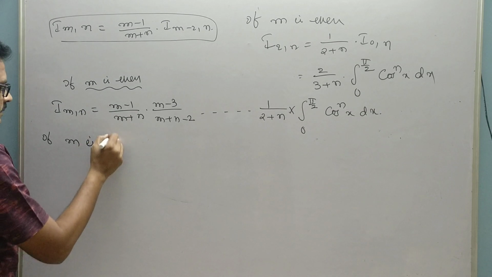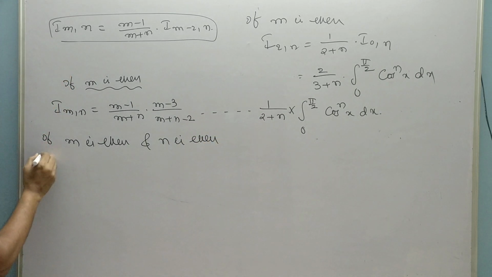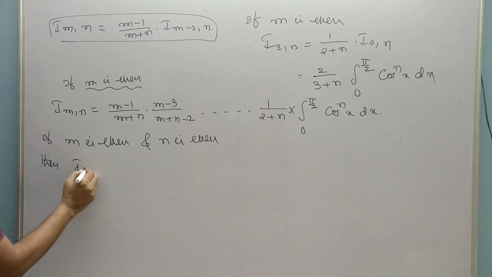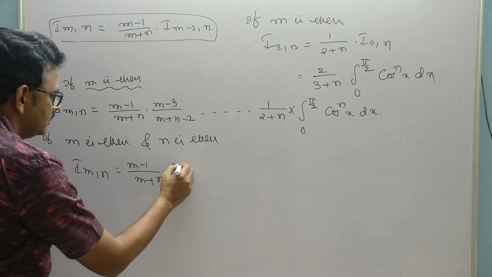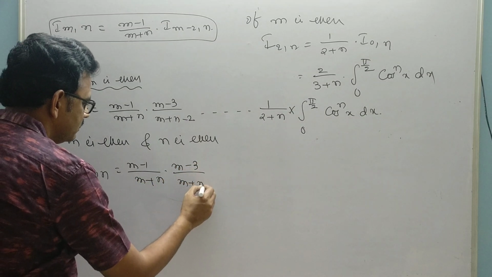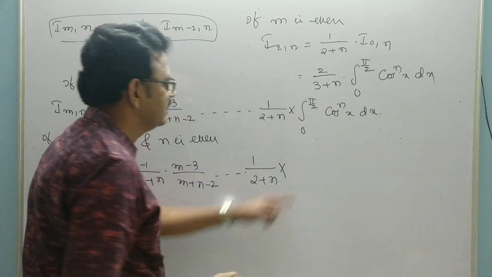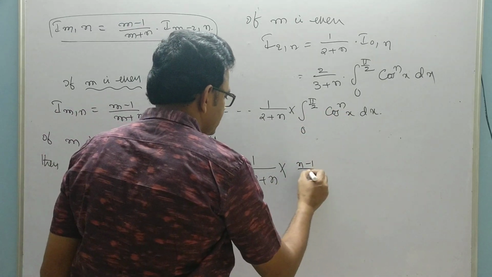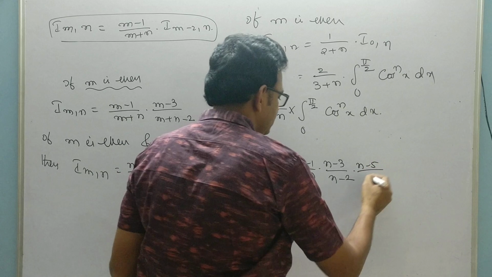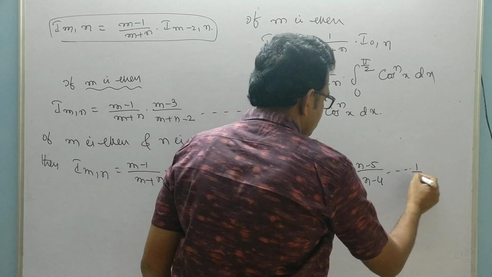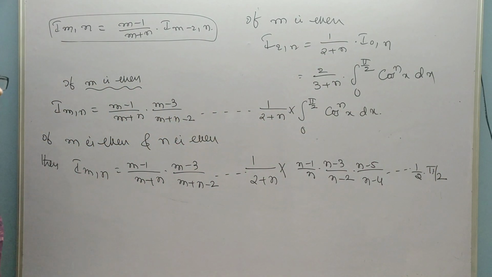So if m is even and n is also even, then I(m, n) is equal to (m minus 1) by (m plus n), (m minus 3) by (m plus n minus 2), and so on, 1 by 2 plus n into, since n is even, the expansion (n minus 1) by n, (n minus 3) by (n minus 2), (n minus 5) by (n minus 4), and so on, 1 by 2 into pi by 2. That means the combination of two problems here.